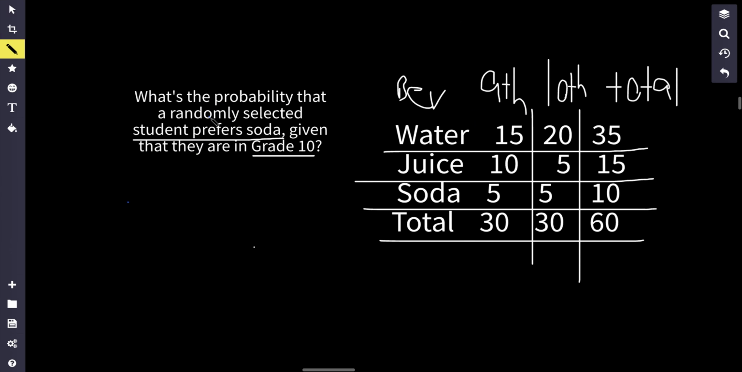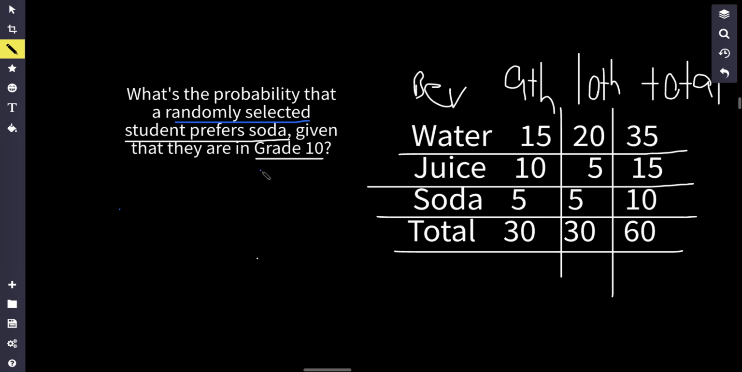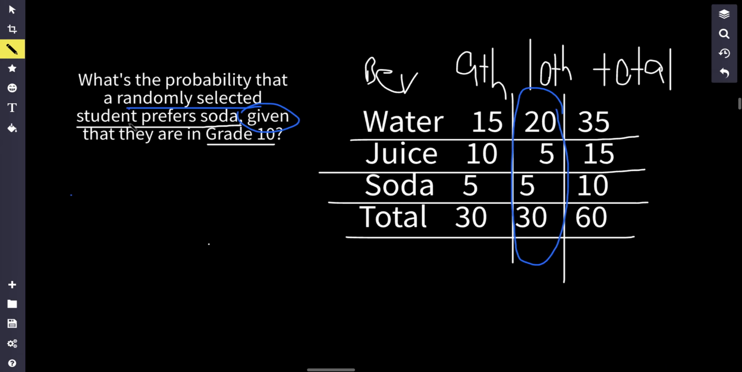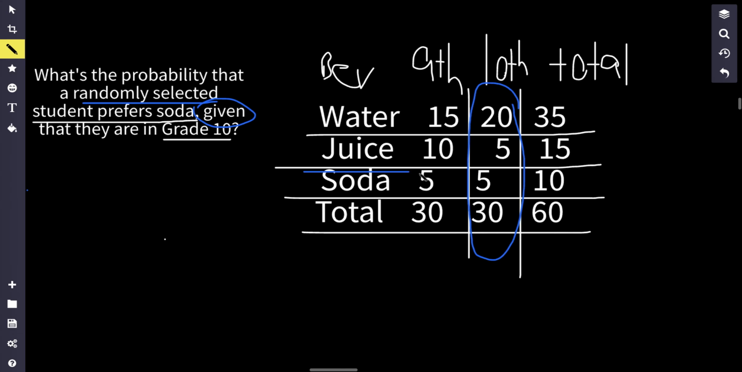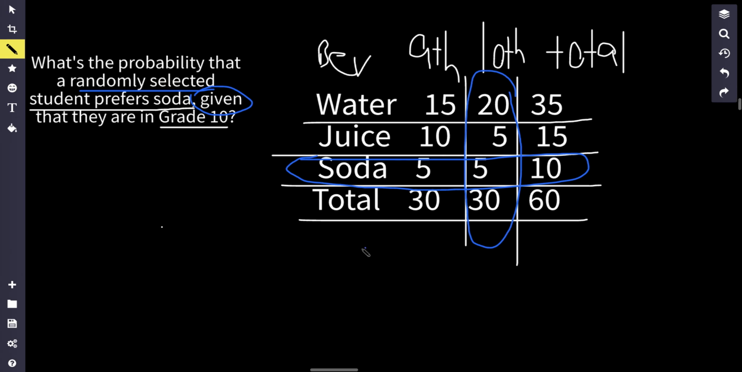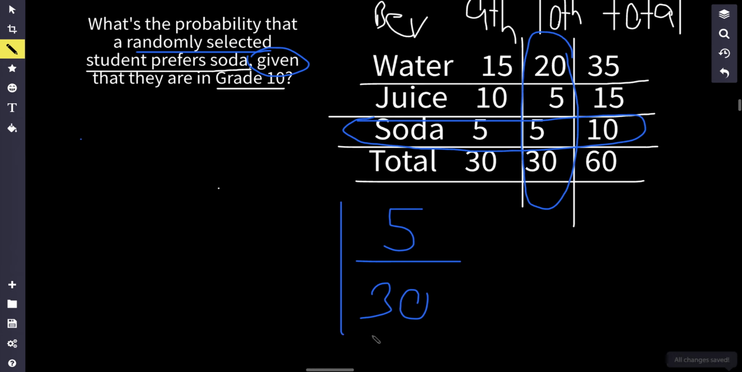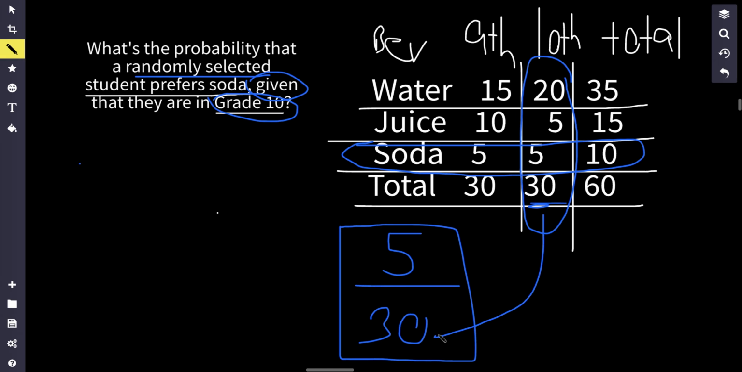All right. What's the probability that a randomly selected student prefers soda given that they're in grade 10? Given right over here is telling us that we know 100% that our student is in 10th grade. And what is the chance that this 10th grader prefers soda? Well, we know that 5 10th graders right over here prefer soda, right? And how many 10th graders are there in total? 30. So 5 over 30 gives me the probability that, given that we have a 10th grader, of which we have 30, how many of them prefer soda, which is 5 in this case.